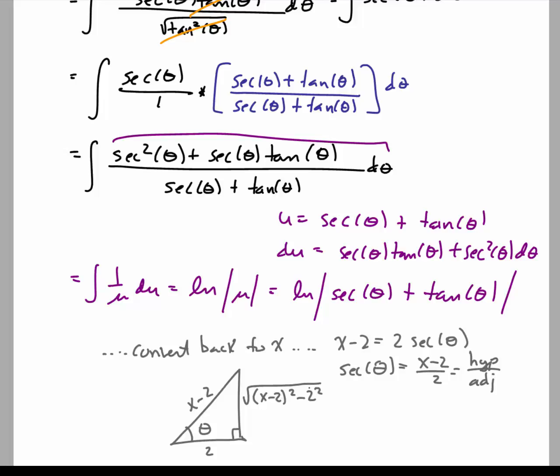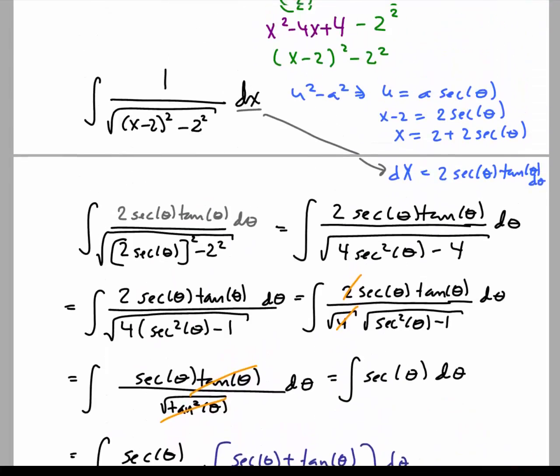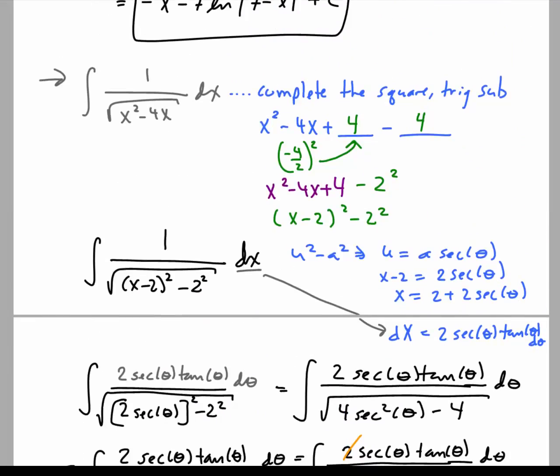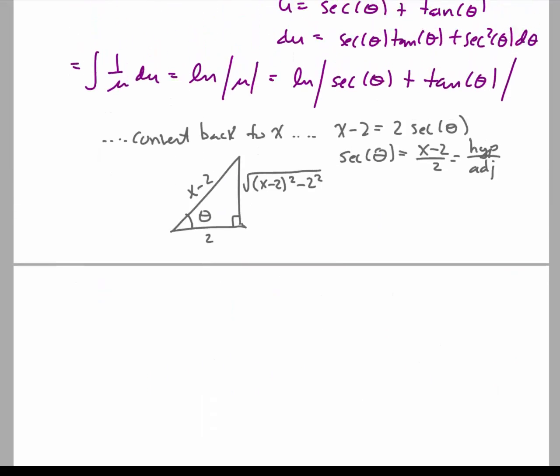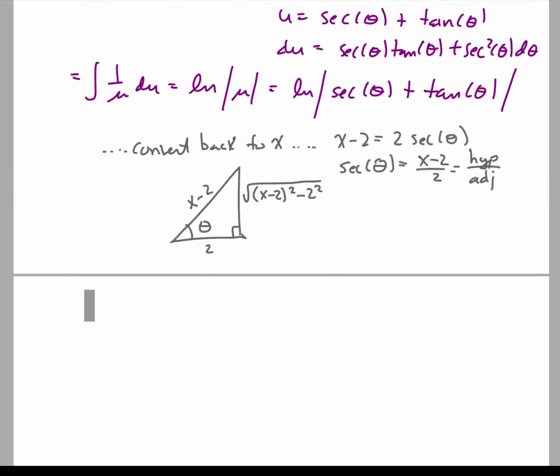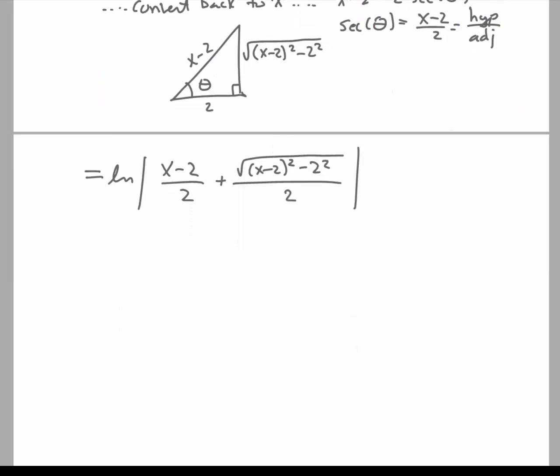Now, keep in mind that that was my original substitution that I made up here after I completed the square. So this is my expression right here, and that always happens when I convert back. Now, that simplifies, but we'll look at that in a moment. So we have equals natural log absolute value of secant. Well, secant was x minus 2 over 2, plus tangent, which would be opposite over adjacent. And this is my solution, or a bit of my solution anyway.